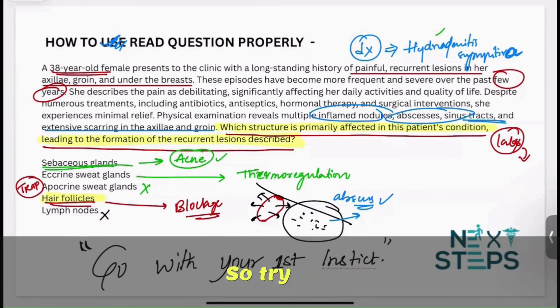So try not to change it, particularly ethics questions where you're stuck between two options. You marked something, you flagged it, you came back to it again and you change it. Please don't do it. Even in other subjects also, unless the existing one is a blunder, please don't change the options at all. Okay, all right, so that's about how to read the question properly and how to review it after you've completed a block of questions.